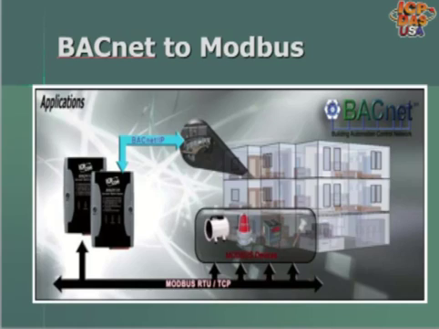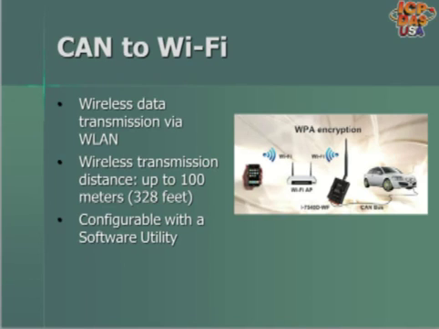BACnet is a building automation and control networking protocol that was specifically designed around communication needs. We provide BACnet to Modbus converters that include many objects: AI, AO, AV, BI, BO, BV, MSI, MSO, and MSV, and provide flexibility in mapping Modbus registers to any combination of BACnet objects. They can be used to allow integration of Modbus devices like drives, motors, and data acquisition equipment into existing BACnet-based automation systems. CAN protocol is widely used in the automotive industry.